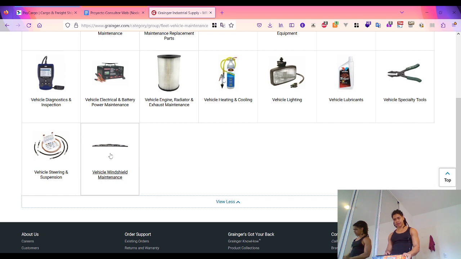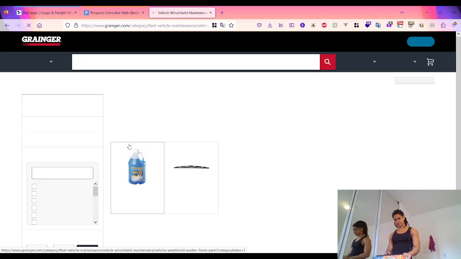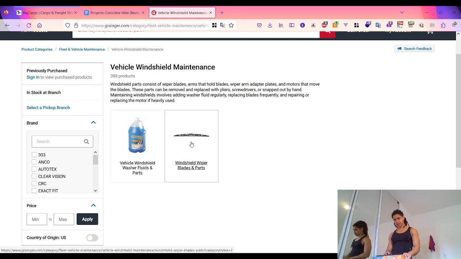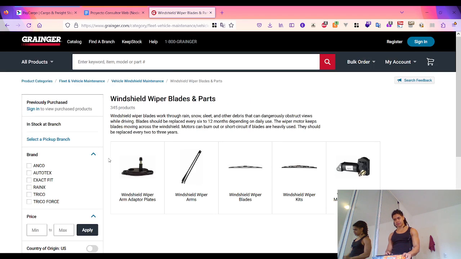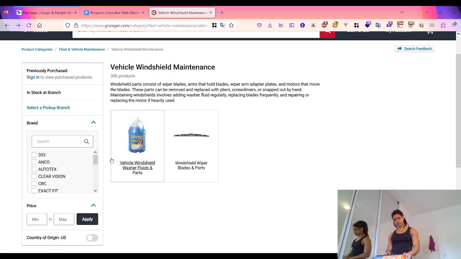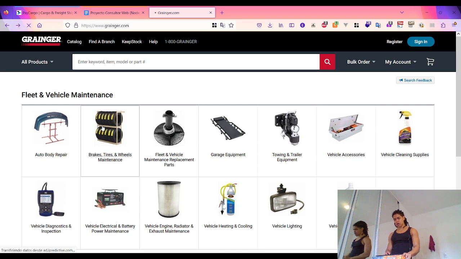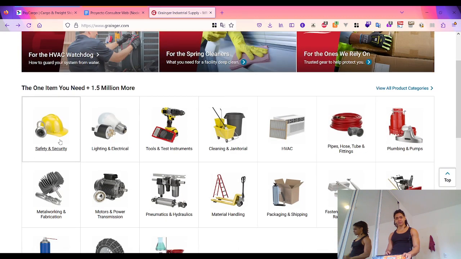Vehicle windshield maintenance. Washer fluid, windshield wiper plates and part. Okay. But again, it's all of this industry related items.